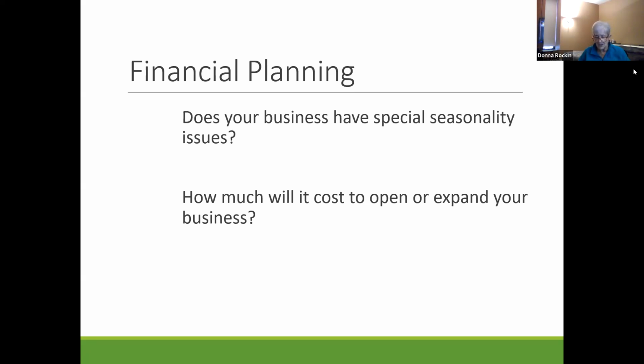And how much will it cost to open or expand your business? And remember, it takes usually much, much more money than you anticipate. So if you're looking for investors, don't make everything on the cheap, because odds are it costs more money. There's delays, there's expenses.